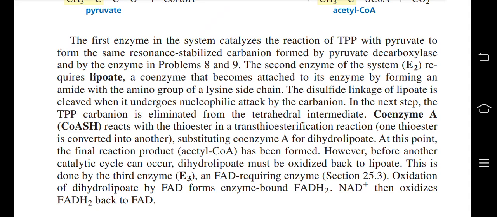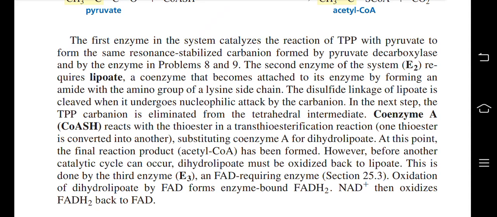The disulfide linkage of lipoate is cleaved when it undergoes nucleophilic attack by the carbanion. In the next step, the TPP carbanion is eliminated from the tetrahedral intermediate. Coenzyme A reacts with the thioester in a trans-thioesterification reaction. One thioester is converted into another, substituting coenzyme A for dihydrolipoate. At this point, the final reaction product has been formed.